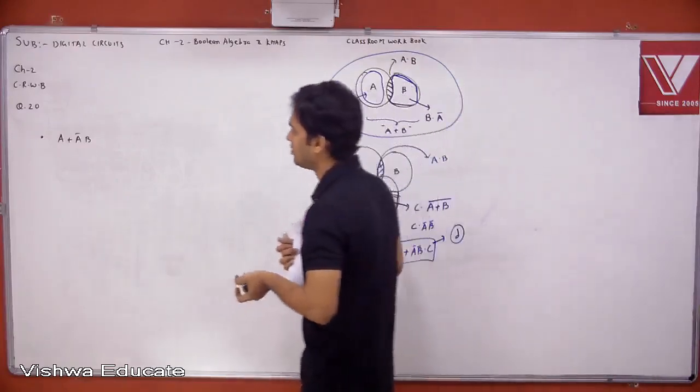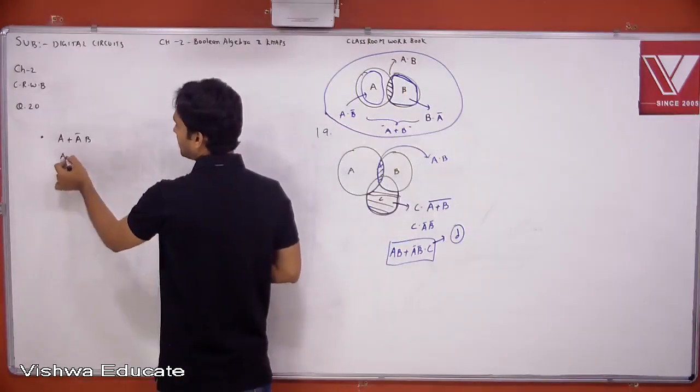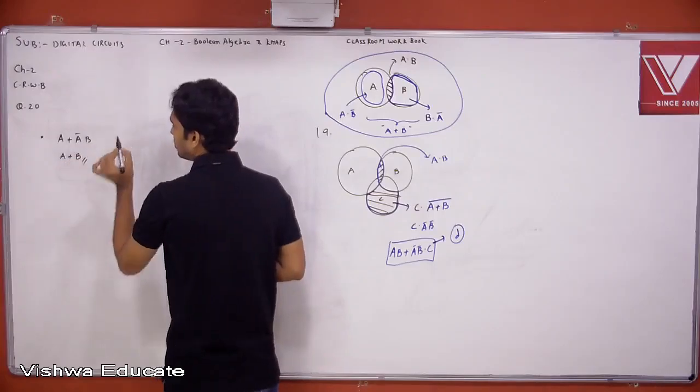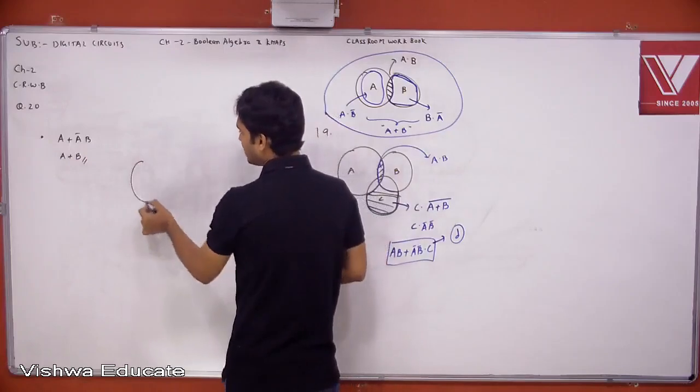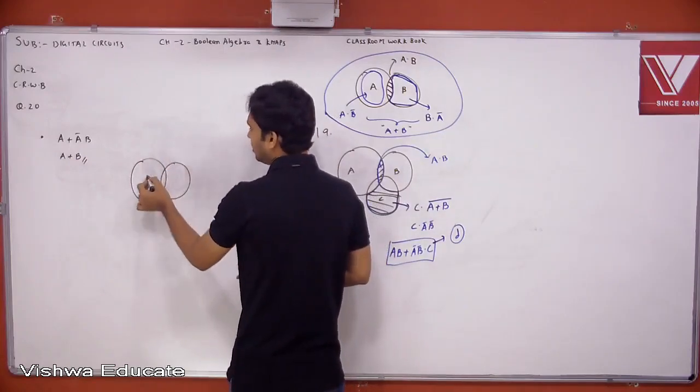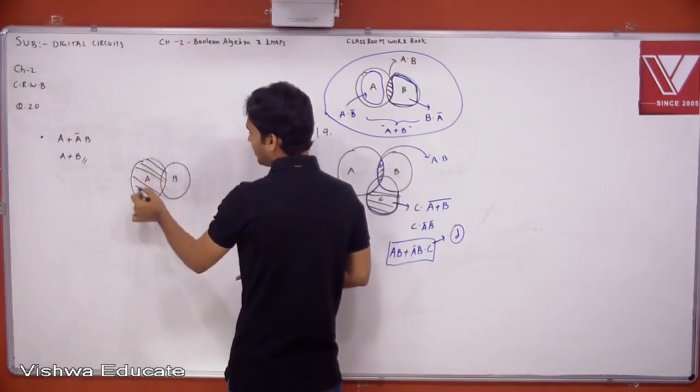What is A plus A bar B? By distributive property, it is A plus B, absorption. A plus A bar B equal to A plus B. So just now we discussed for A plus B, what is the Venn diagram? This is A and B. Total should be shaded, either A or B.